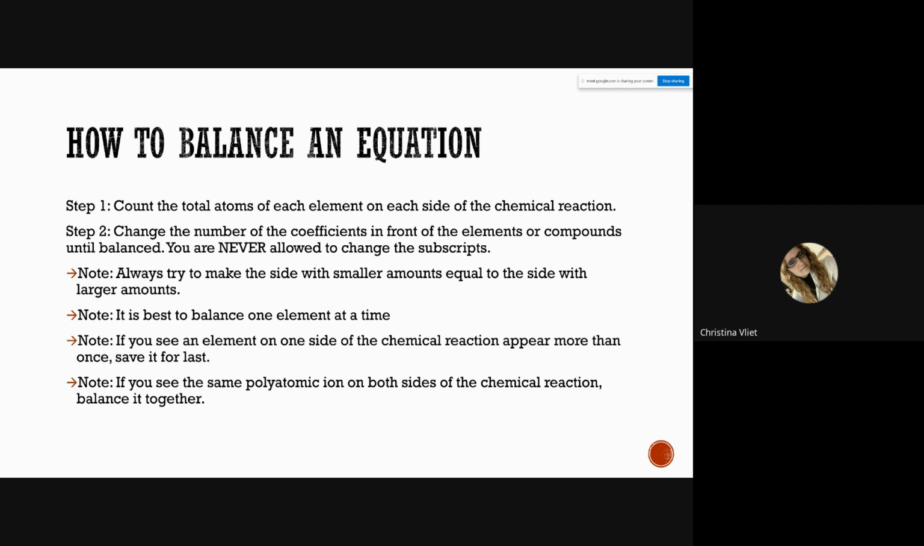It is best to try not to do everything at once, to balance just one element at a time. If you see an element on one side of the chemical reaction that appears more than once, save it for last. That's going to be oxygen in combustion reactions, just as a note. You may want to write that. That's a very famous one. And if you don't remember what a combustion reaction is, don't worry, it's coming.